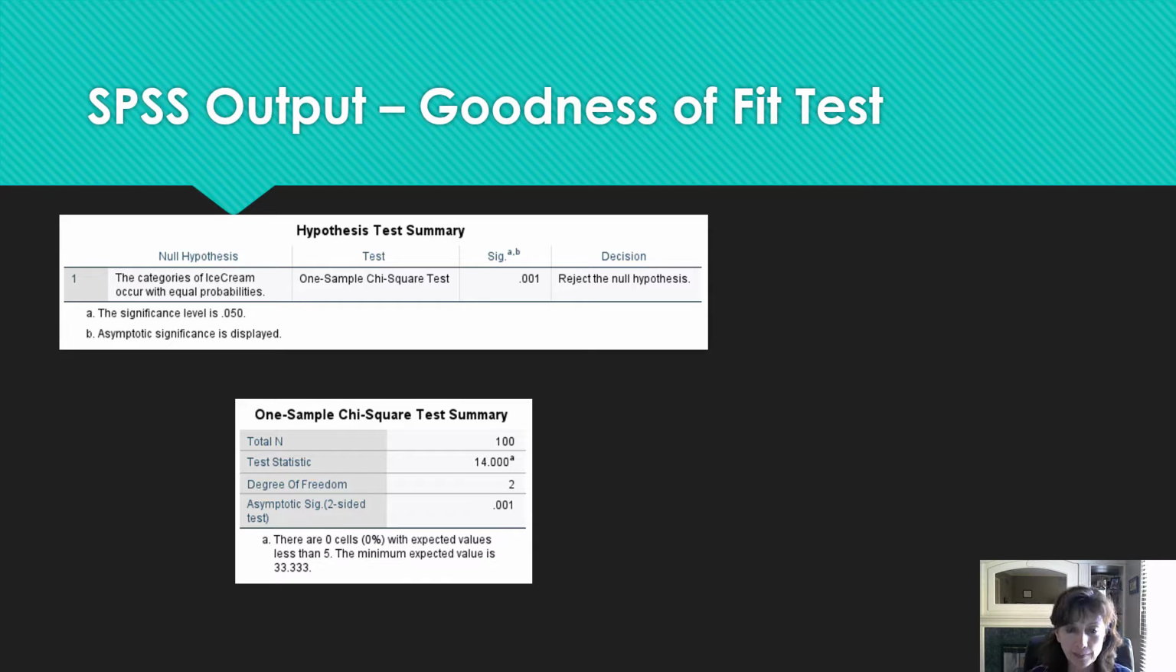If you look at the table further down where it says one sample chi-square test summary, that's where you can see my total sample size is 100. You can see the test statistic that was calculated is 14.000. That's very close to ours, which was 14.02. Again, the difference was just rounding error. You can also see we have 2 degrees of freedom, which we had determined earlier, and that the significance is 0.001. All right, so this would be the sort of output you would get with chi-square.